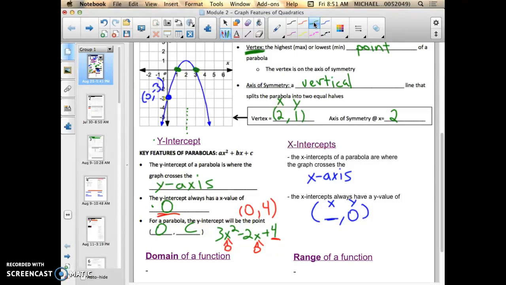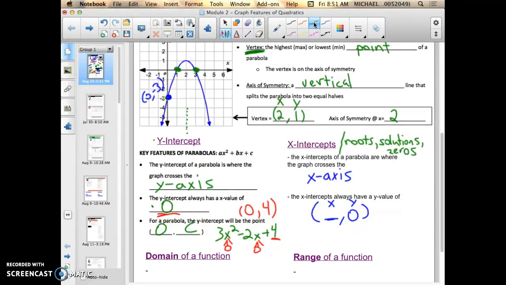And there's a couple things I want to mention about x-intercepts, alright? They're called x-intercepts because they intersect with the x-axis, but they're also called, you need to write this down, roots, solutions, and zeros.